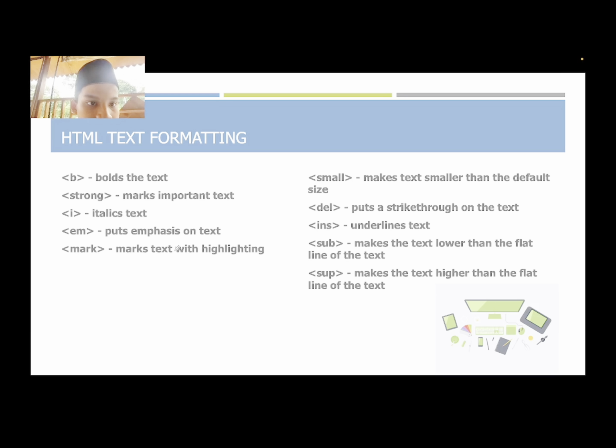Next, HTML tag formatting. B is for bold text, strong marks important text, I is italic text, em puts emphasis on text, mark marks the text with highlighting, small makes text smaller than the default text size, del puts a strikethrough on the text, ins underlines the text, sub makes the text lower than the flat line of the text, sup makes the text higher than the flat line of the text.